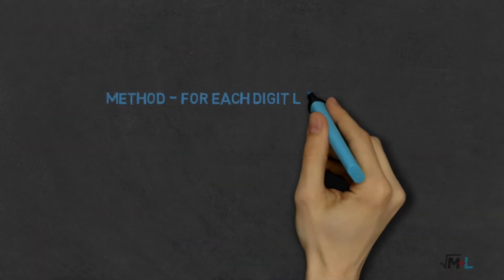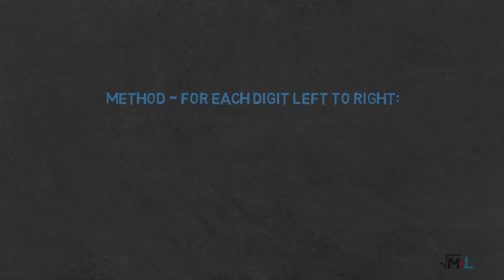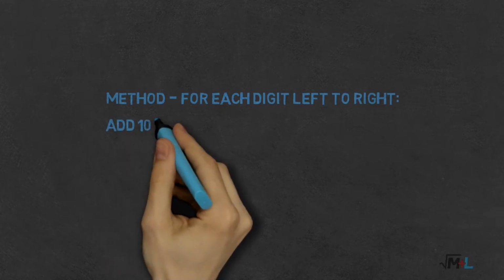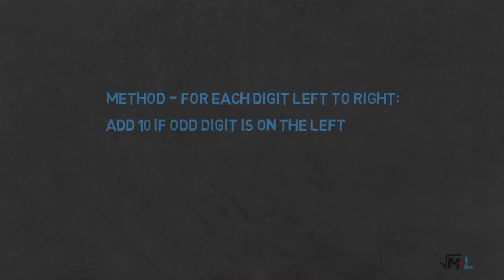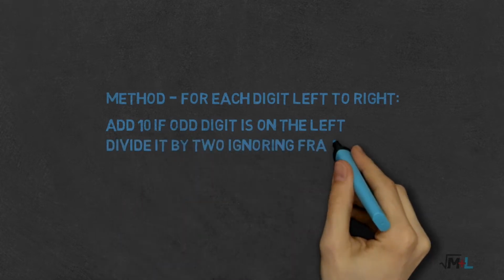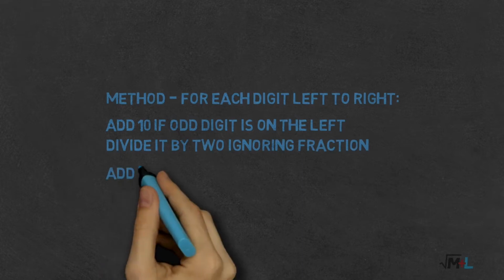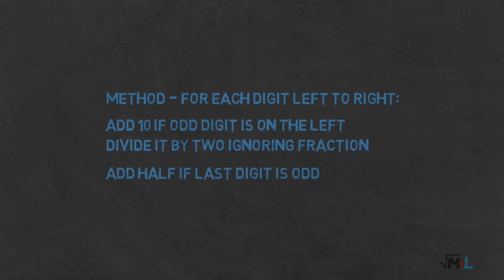If you like this, then here is our method. We will be going left to right for each digit. If an odd number was on the left, then add 10 to the current number. Divide by 2 ignoring fraction. At the end, just add half if the last digit was odd. At the end of the video, there will be some improvement for this method, but this works just fine.